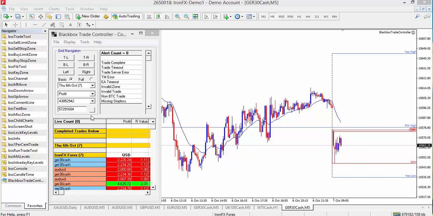The first trade was taken on the German 30 cash 5-minute time frame using the sell limit zone pending order tool.